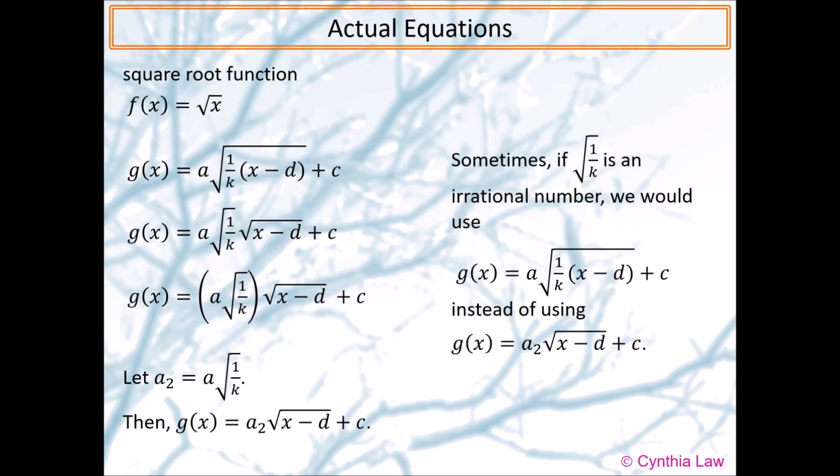If the square root of 1 over k is an irrational number, sometimes we don't want to simplify the equation to a₂ because we don't want to work with decimals. If we want the exact value, we would keep g(x) = a multiplied by the square root of (1/k)(x − d), and then we add c after.